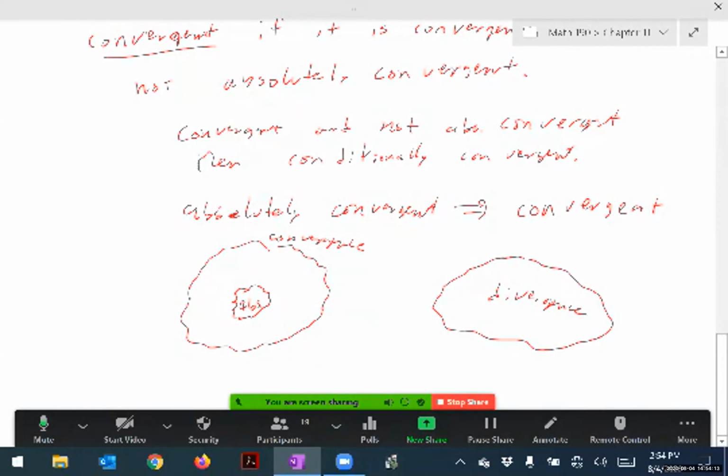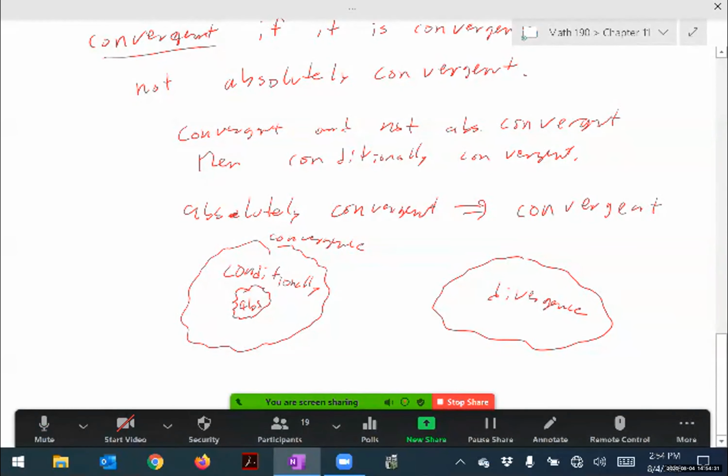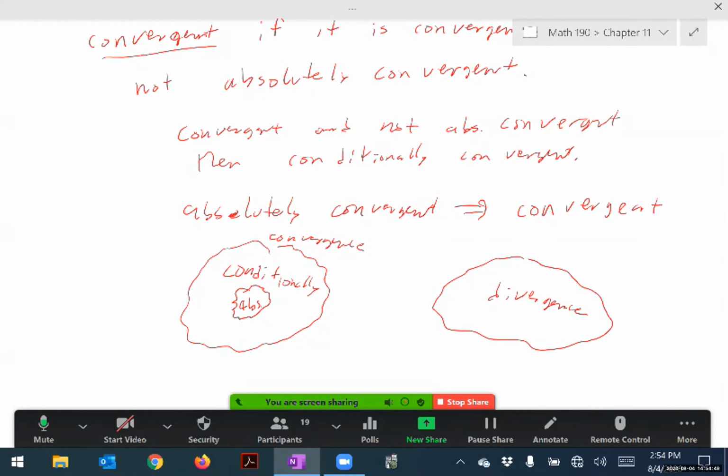But the things that aren't absolutely convergent but are just convergent are conditionally convergent. So conditionally convergent, it's still convergent, but it's just not absolutely convergent. But if you're absolutely convergent, you're convergent. If I can prove that you're absolutely convergent, then I can prove you're convergent. You converge all the time. So that's what we're going to do.